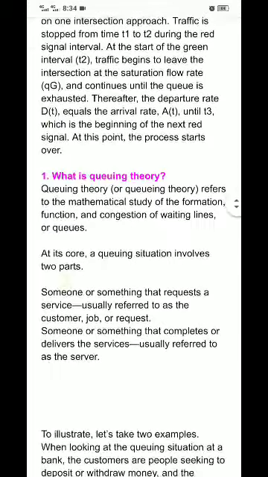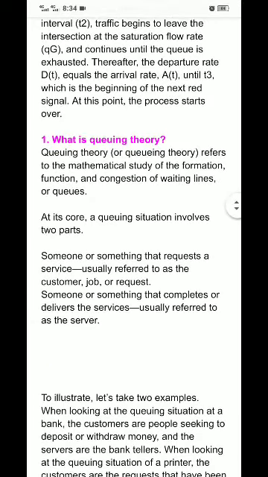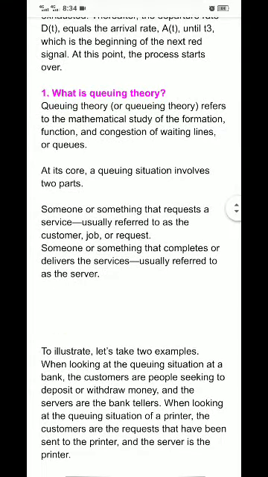So, what is queuing theory? It refers to the mathematical study of the formation, function, and congestion of waiting lines or queues. At its core, a queuing situation involves two parts. Someone or something that requests a service, usually referred to as the customer, job, or request. And someone or something that completes or delivers the service, usually referred to as the server.